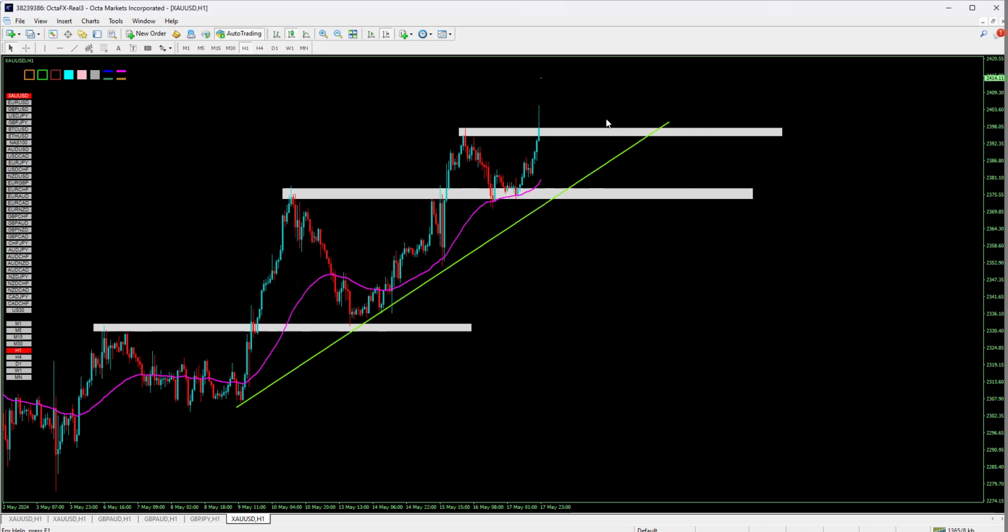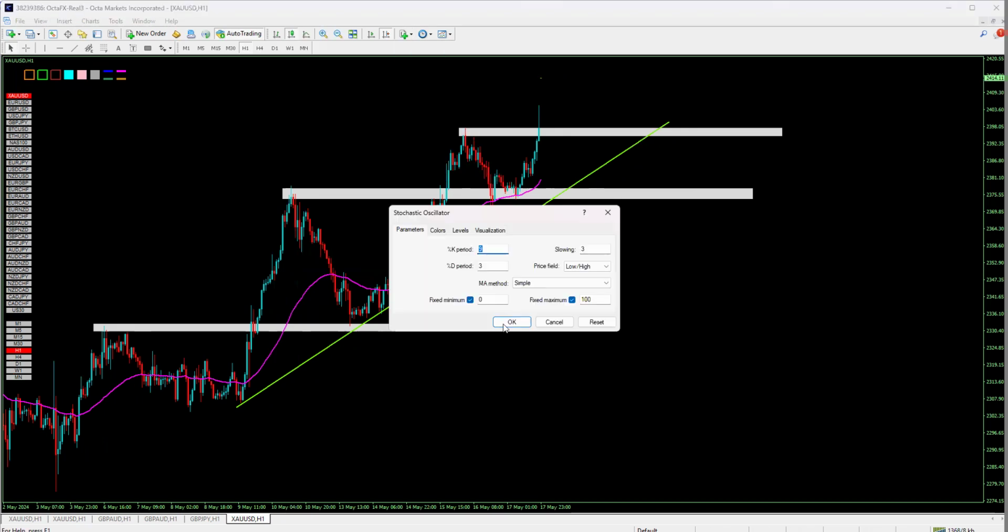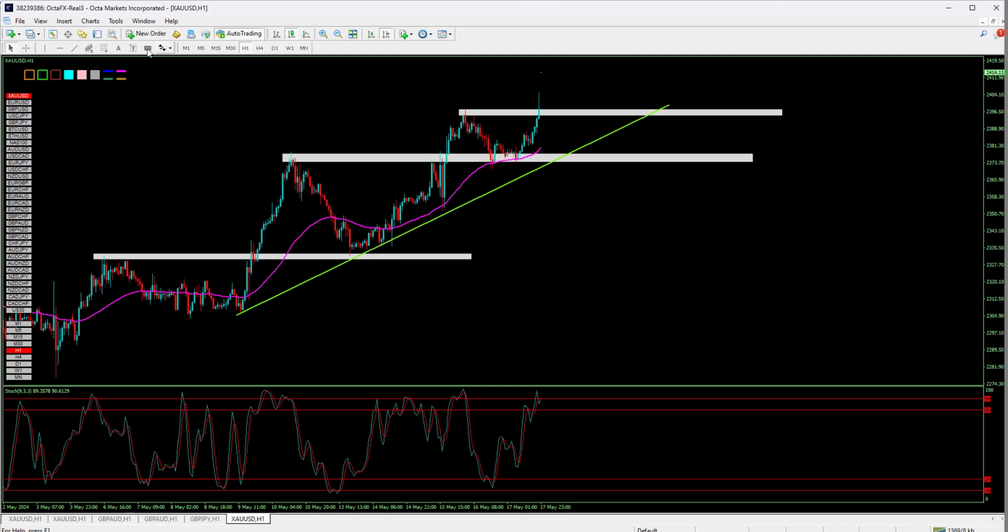But you cannot enter buy right here. Even if you know that it's an uptrend, you cannot enter buy at this point. You have to wait for the market. That's why I add the stochastic oscillator. When you have your stochastic oscillator on the chart, it will be clear for you. On the 1 hour time frame, the stochastic oscillator is up here, so this is overbought.